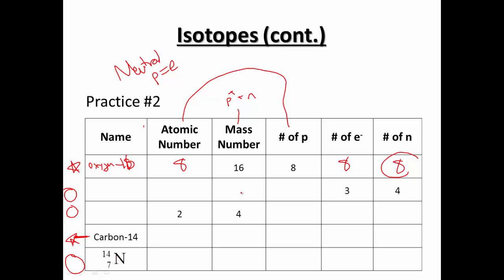Okay? For the other practice problem, let's see, we've got 3 electrons. I told you everything's neutral here, so they're equal on this worksheet. So 3 protons. The mass number, don't forget, will be protons plus neutrons, which we do have. So that's going to be 7.